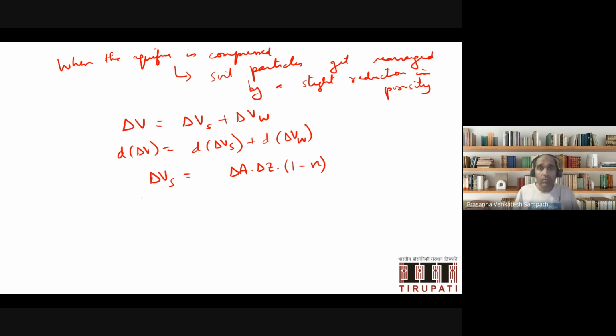So if I differentiate this once, keep in mind that my delta A is not changing in this whole process. The only thing that's happening is delta Z is getting reduced by a little bit. And now we will see that, as I already said, porosity is also going to change by a marginal amount. So if I were to write that mathematically, it will be 1 minus n times d delta Z minus dn times delta Z.